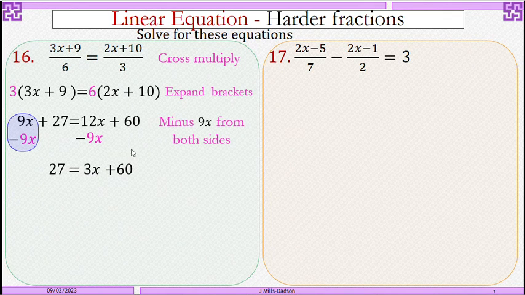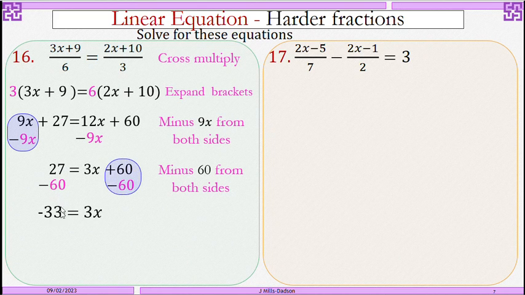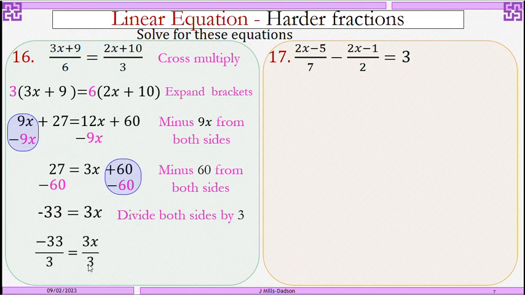Now we need to get rid of the positive 60. So we need to subtract 60 from both sides. And be careful with 27 minus 60, do your working out properly. So you're going to have negative 33 equals 3x. And to get rid of times by 3 is to divide both sides by 3. And 3 divided by 3 is 1, so you cross that out, and x is equal to negative 33 divided by 3, which simplifies as x is equal to negative 11.